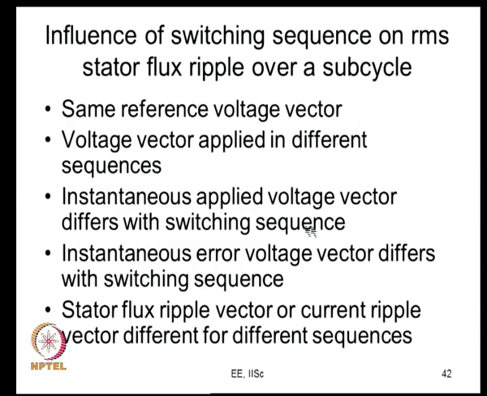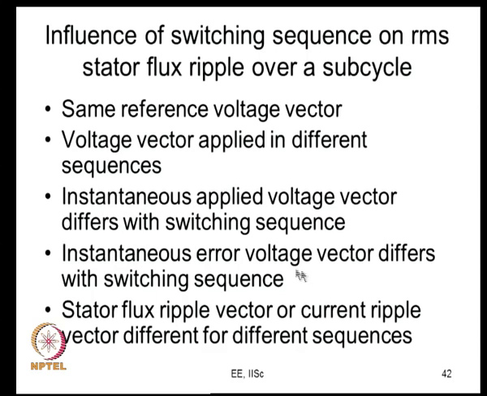So, the instantaneous applied voltage vector differs with switching sequence. Therefore, the instantaneous error voltage vector differs with switching sequence, and therefore, the stator flux ripple vector or current ripple vector differs now. So, what is that error voltage vector? It is, after all, a representative of the various harmonics. So, the harmonics see the motor as its leakage inductance.